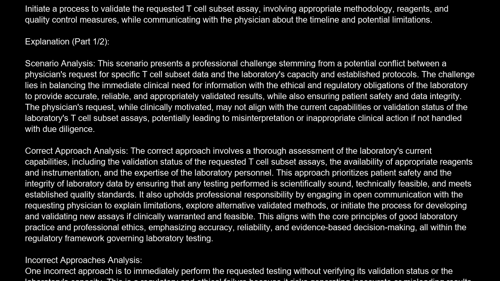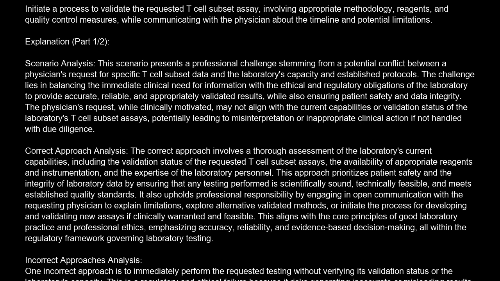Explanation. Scenario analysis. This scenario presents a professional challenge stemming from a potential conflict between a physician's request for specific T-cell subset data and the laboratory's capacity and established protocols. The challenge lies in balancing the immediate clinical need for information with the ethical and regulatory obligations of the laboratory to provide accurate, reliable, and appropriately validated results, while also ensuring patient safety and data integrity.